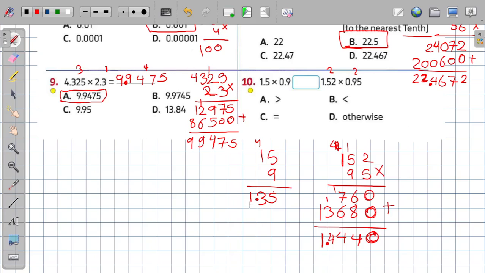So let's compare the two numbers. I have 1 in the ones place and 1 in the ones place. Here I have 3 in the tenth place, and here I have 4 in the tenth place. So I think the second number is bigger than the first number, so I can choose answer B.